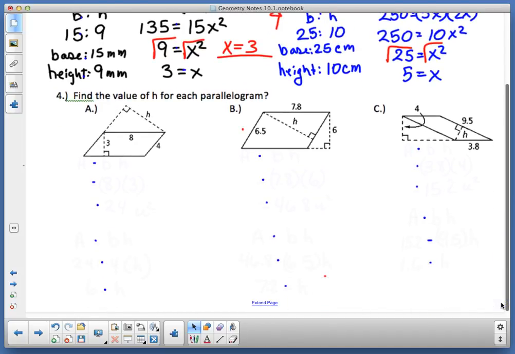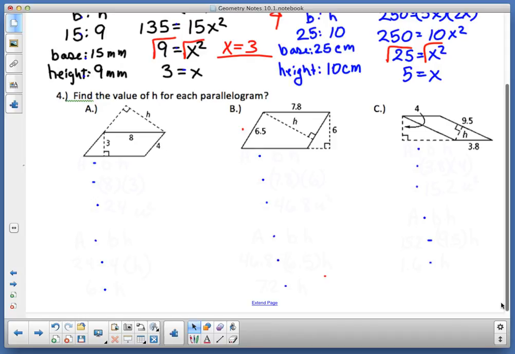And in problem 4, it's a little different problem. What I want you to do, you're going to find the area of a parallelogram with the most obvious sides given. Then you're going to find the height of the one you're looking for, h, and it's still going to be the same area. So, well, let's just do one of these.